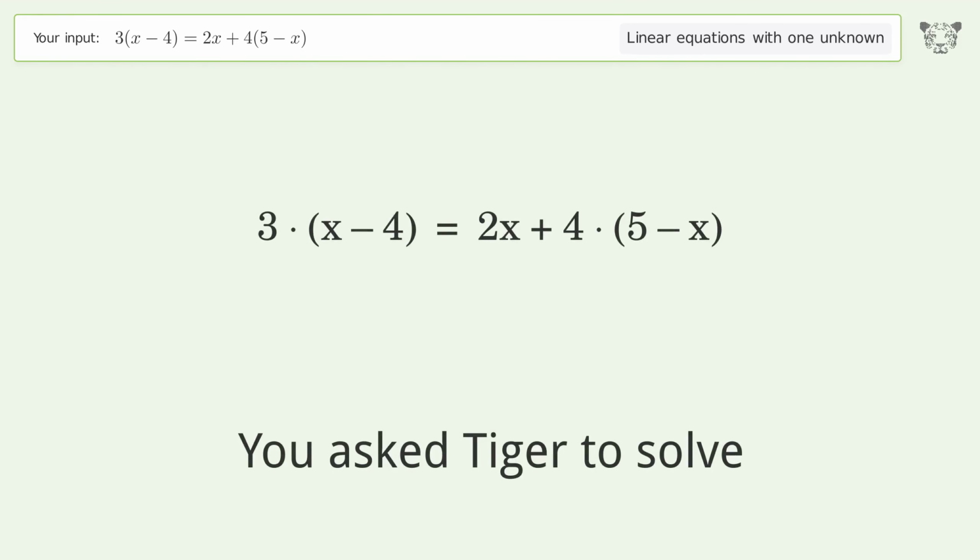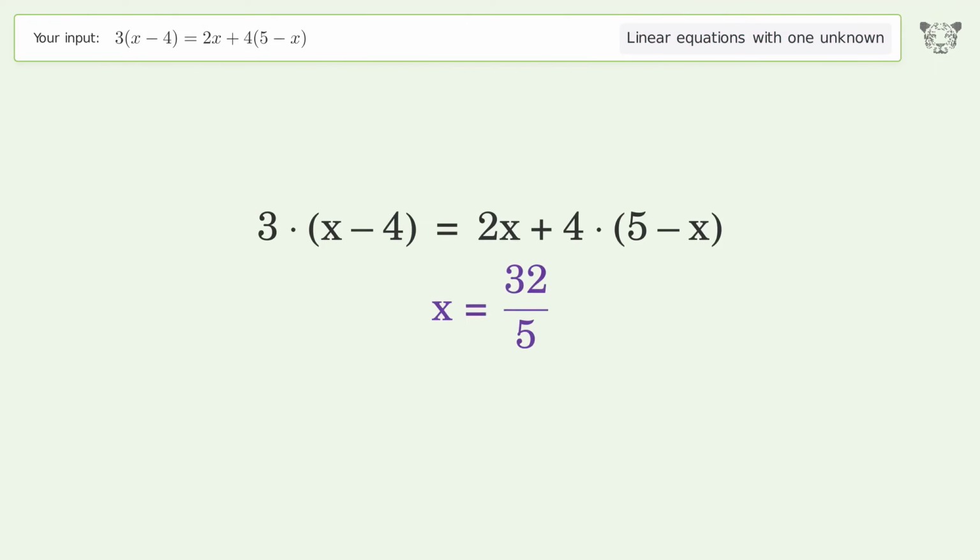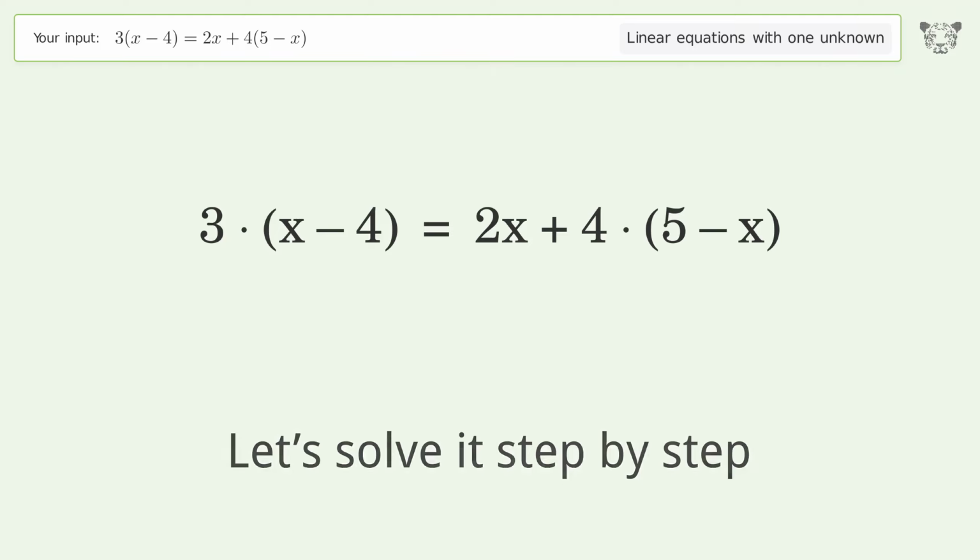You ask Tiger to solve. This deals with linear equations with one unknown. The final result is x equals 32/5. Let's solve it step by step.